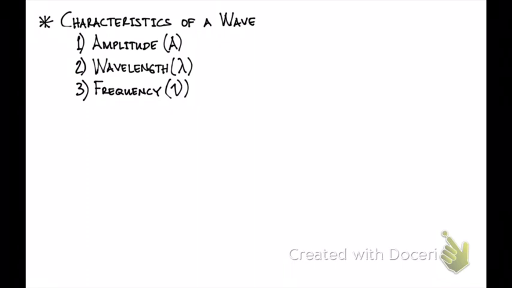The first one is amplitude. A wave has an amplitude. It has a wavelength as well. And the third one is frequency. And these are the symbols of these characteristics. Amplitude has the symbol capital A. Wavelength has the symbol lambda, which is a Greek letter. And frequency has the symbol nu, which is also a Greek letter.